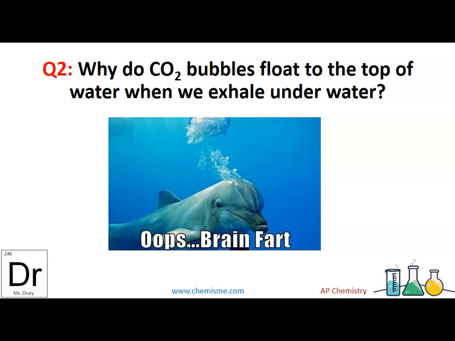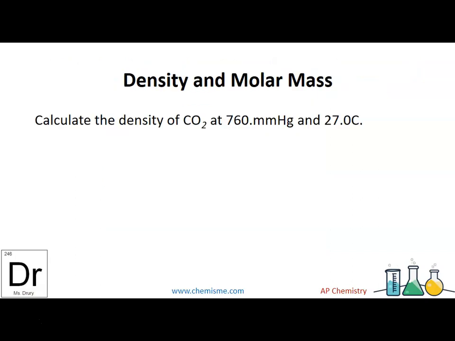So let's do a small calculation to figure out what's going on. Calculate the density of CO2 at 760 millimeters of mercury, which is sea level, as it rises to the top, and 27 degrees Celsius, a pretty normal outside temperature for the spring in New York. So we're going to assume a mole of gas, just because it doesn't matter how much gas we have. If we have a mole of it, or a small particle of it, the density should remain the same because it's an intensive property.